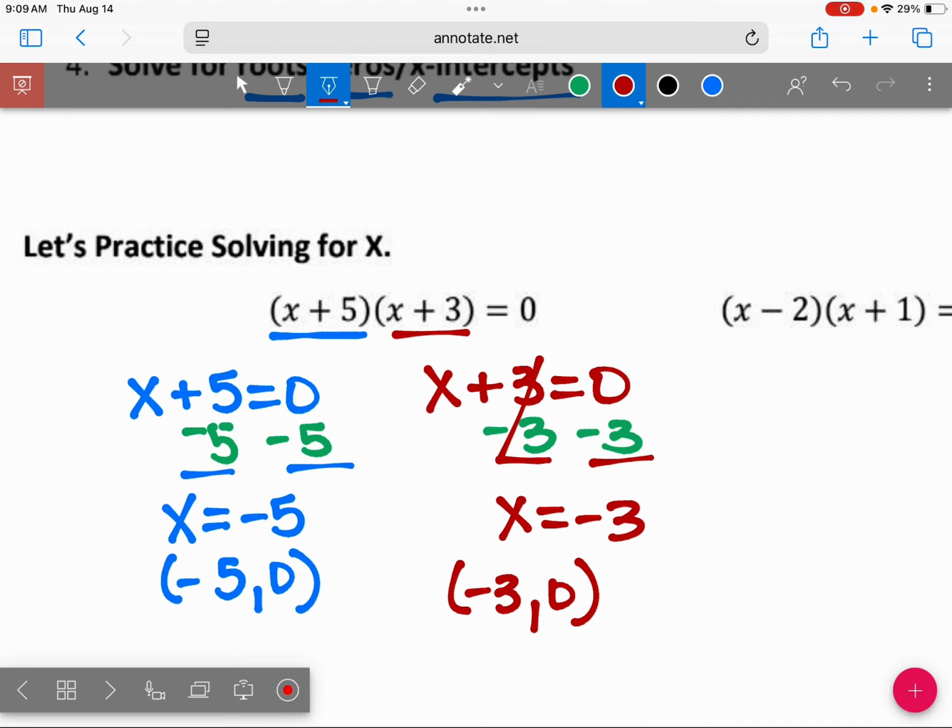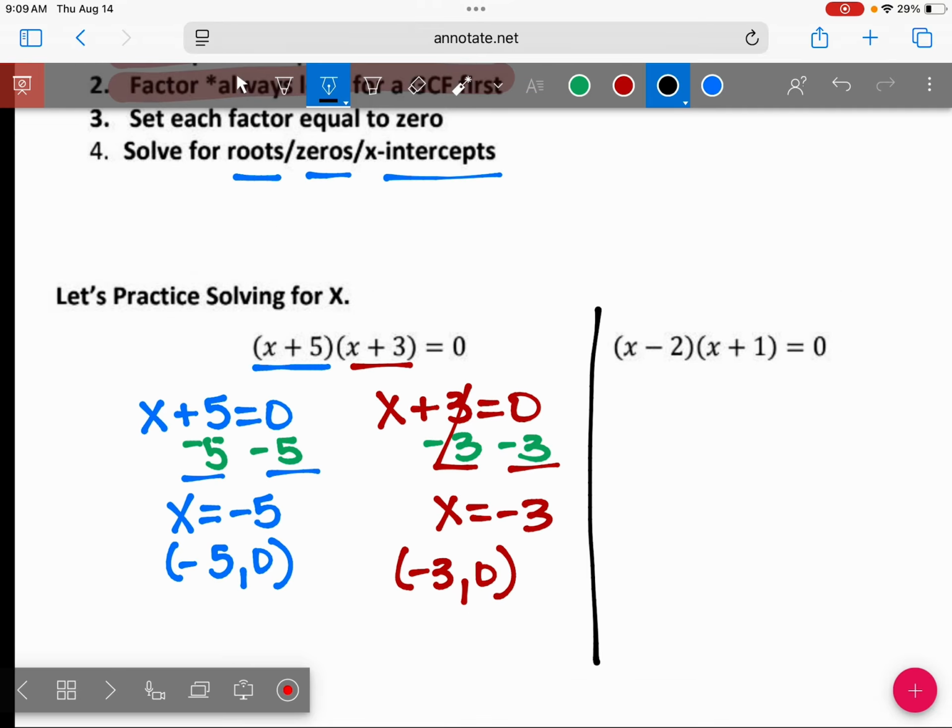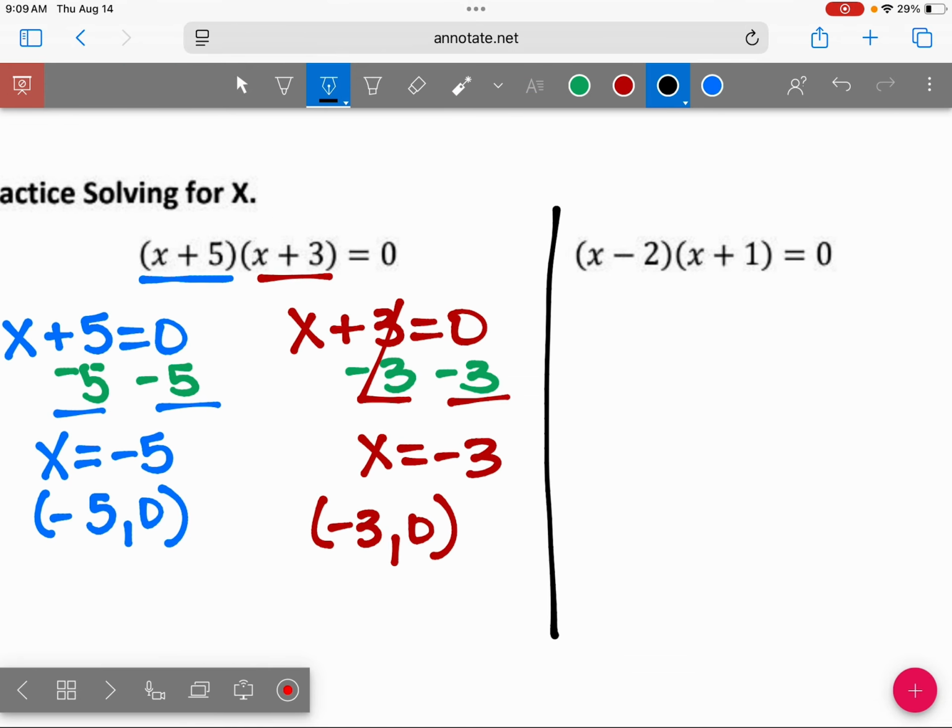All right, take a minute. I want you to try to solve the next 2 on your own. Find your 2 solutions. This has already been factored for you. I just want you to find your 2 solutions for both of these.